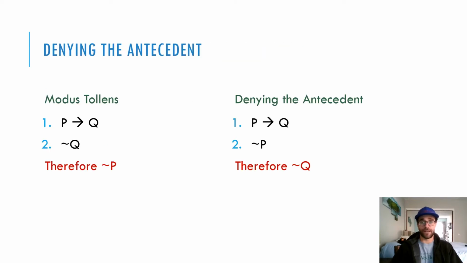Denying the antecedent does the same exact thing, but with the negation of the antecedent. Modus tollens: if P then Q, then we say not Q, therefore not P. But when we deny the antecedent rather than the consequent, we don't get to our conclusion. If P then Q, not P, therefore not Q. But Q can happen for other reasons other than P, so we can't necessarily conclude not Q just by assuming that not P is true.